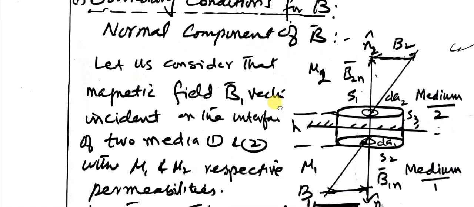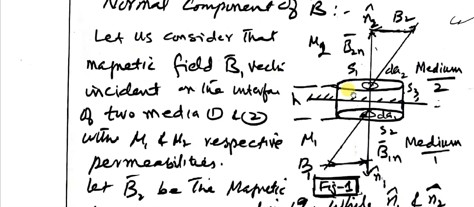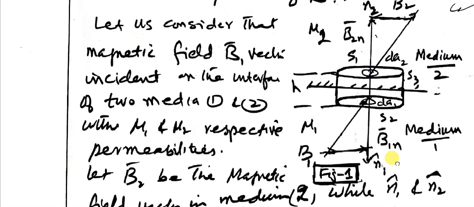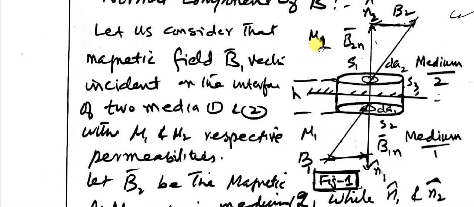Now for the boundary conditions, we take first the B field vector, and we take the normal component of B in this case. What you can see here is a figure with two media, medium 1 and medium 2, with the permeabilities mu1 and mu2. The Gaussian surface, that is the cylindrical surface, is drawn.